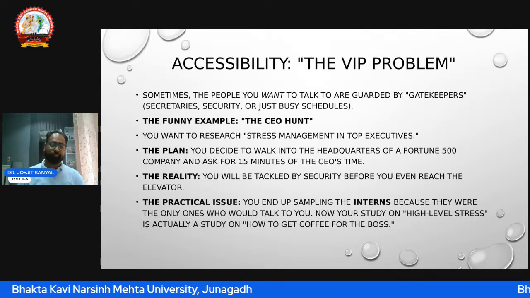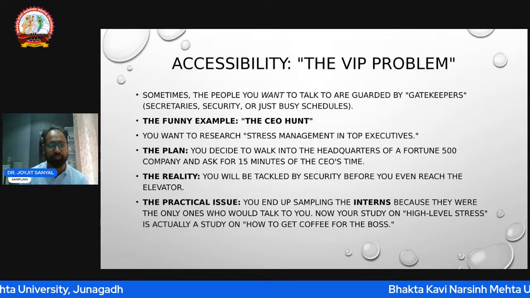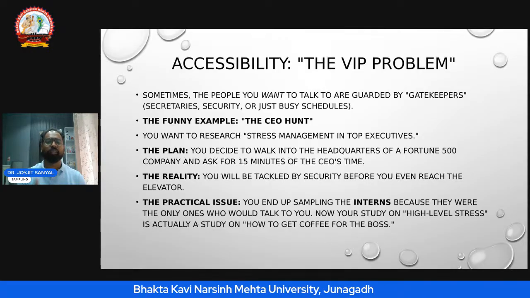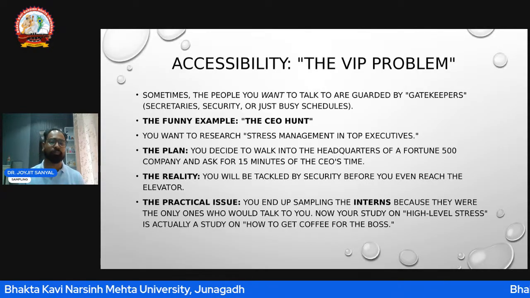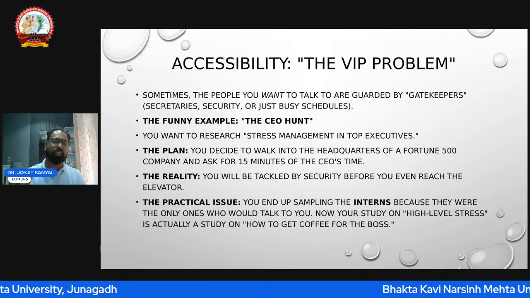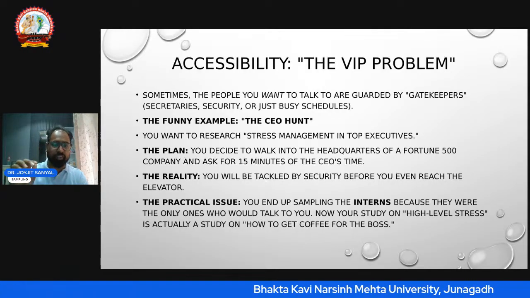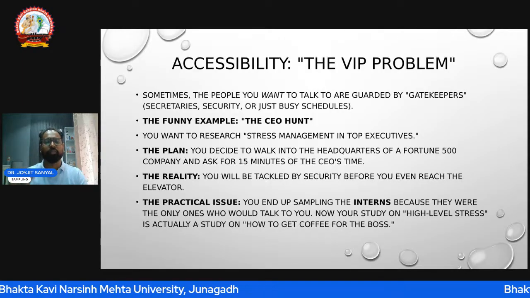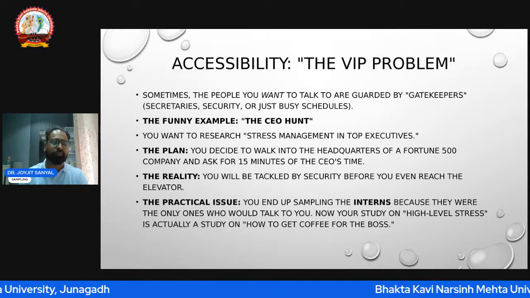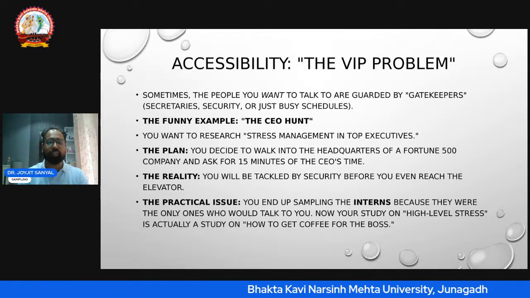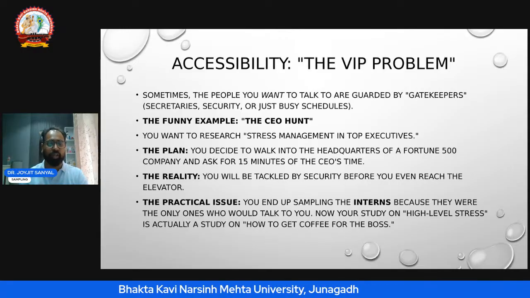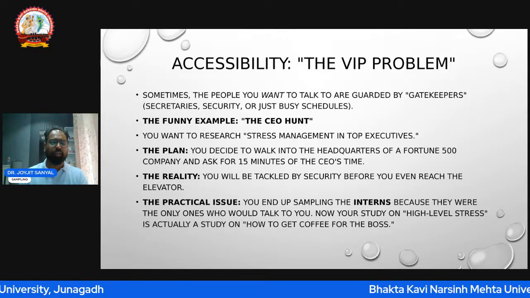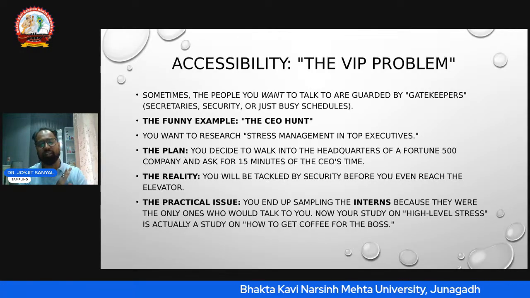Okay. Then another big issue when you go to the field is the accessibility, the VIP problem. What is this? Sometimes the people you want to talk to are guarded by many other people. You want to reach the CEO of an organization, of an institute, right? Or you want to meet the vice chancellor of a certain institute, right? But do you think you get direct access to meet the vice chancellor? Do you get direct access to meet any renowned person? No, definitely not, right? So you want to meet, say, Mr. Mukesh Ambani, right? Do you think you can directly go and meet him? It's a nearly impossible task.